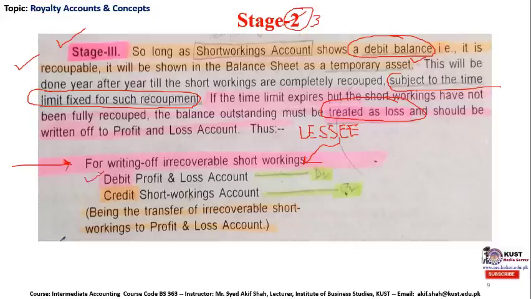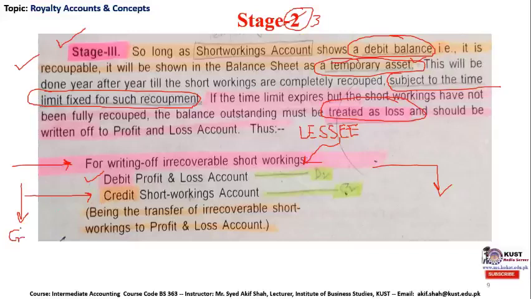We have to debit the profit and loss account, and whenever we debit the profit and loss account, it reduces the overall profit of the company, since the profit and loss account generally shows profit as a credit balance. So when we give a debit entry to the profit and loss account, it will actually reduce the profit of the company. And the short working account is credited because the short working was a temporary asset of the lessee, and when there is a decrease in an asset, it is recorded by credit.